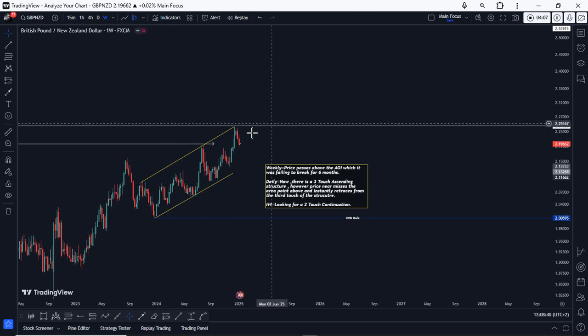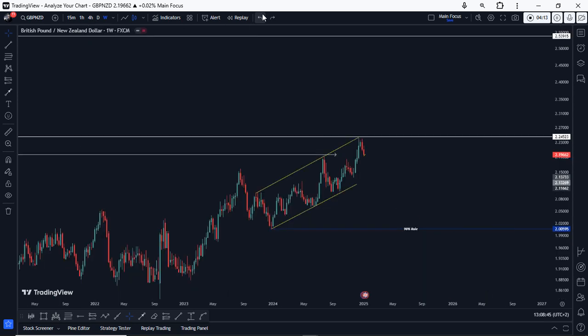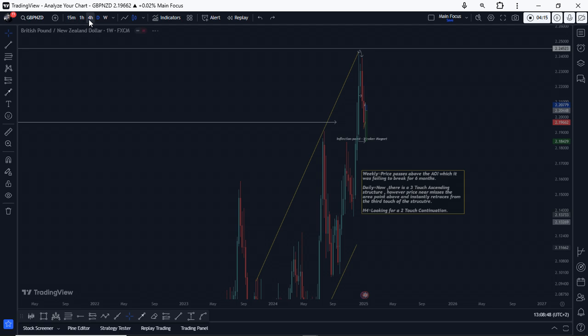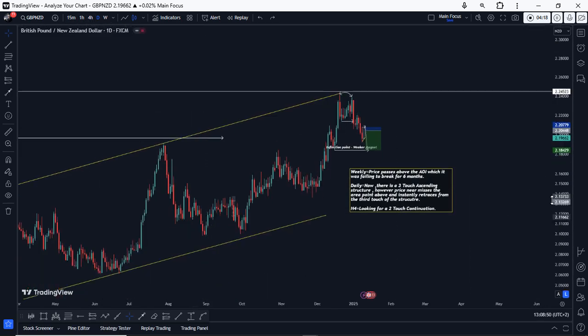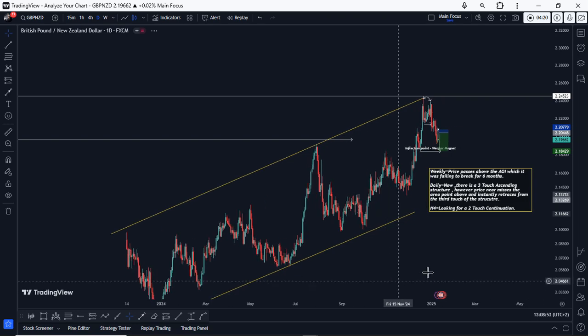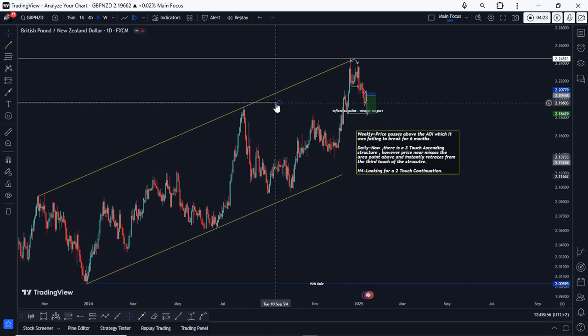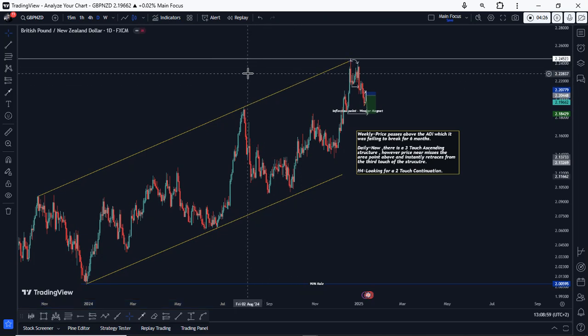So this is an ascending structure with a third touch. We move on to the daily. As we move on to the daily, you are going to see a clear forecast. I'm going to remove this area point. On the daily now, there is a three touch ascending, which is our 1, 2, 3 ascending structure. However, price near misses this area of interest, which is seen well on the weekly, and then it instantly retraces from the dead touch. And we've got a double top right there, but we'll be able to see it on the H4.